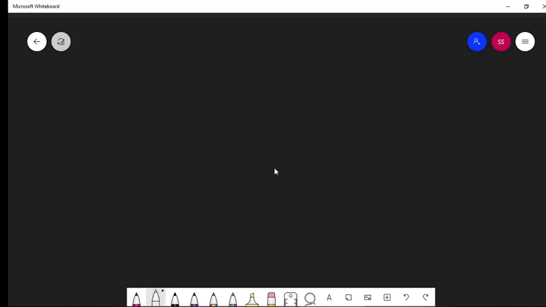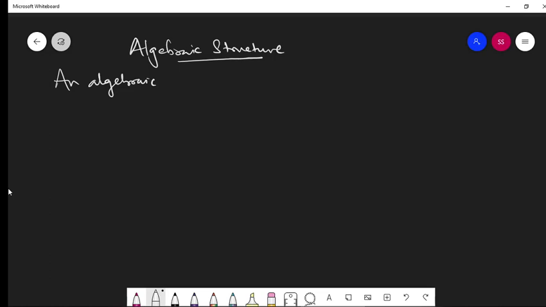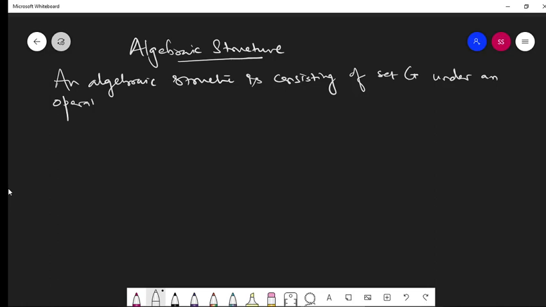Now we are discussing algebraic structure and some more questions on algebraic structure. It is not new; anyway, we have to define this. An algebraic structure consists of a set G under an operation asterisk on the set G.